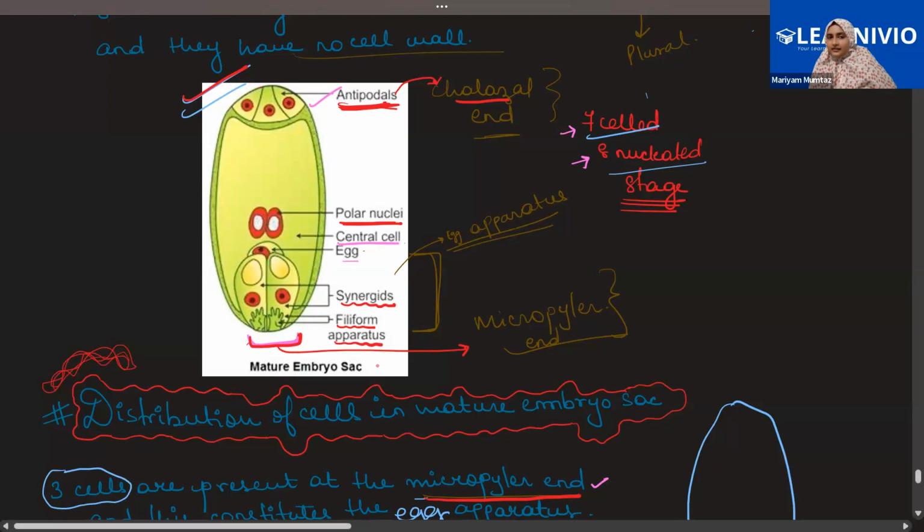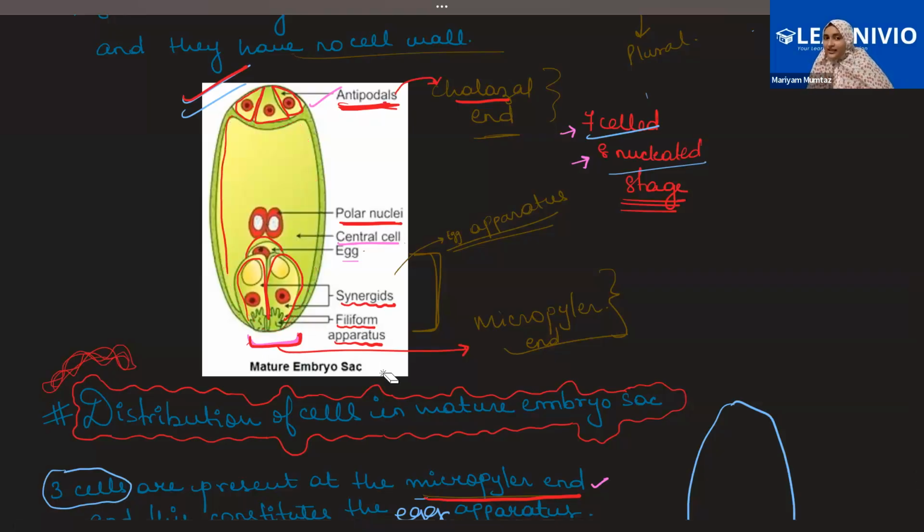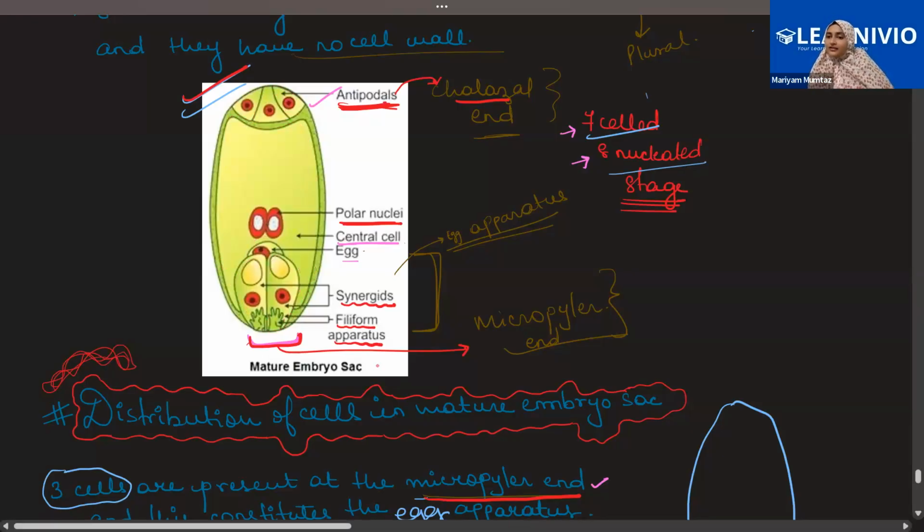This you are saying one cell, this another cell, 2, 3, this one is 4, 5, 6. What about this one? Okay, this is also a cell. That is why I told you, see the whole entire diagram. See all the lines. So how many cells? 7. How many nuclei? Nuclei are 8.